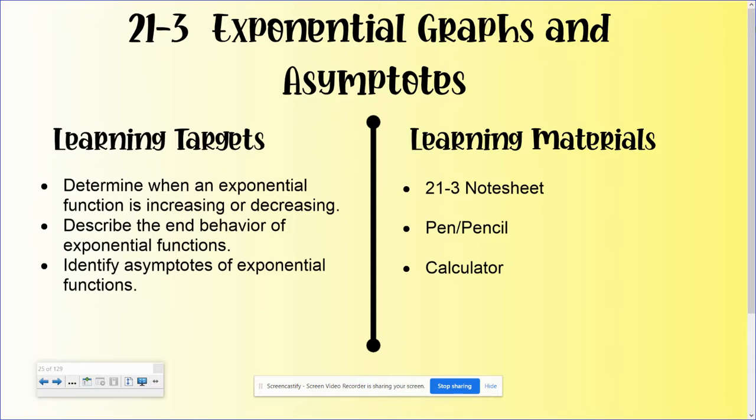Lesson 21-3 is going to talk about exponential graphs and asymptotes. So we are going to be using the 21-3 note sheet to go along with today's lesson, something to write with, and you are going to probably want a calculator or Desmos for today's lesson. Okay.